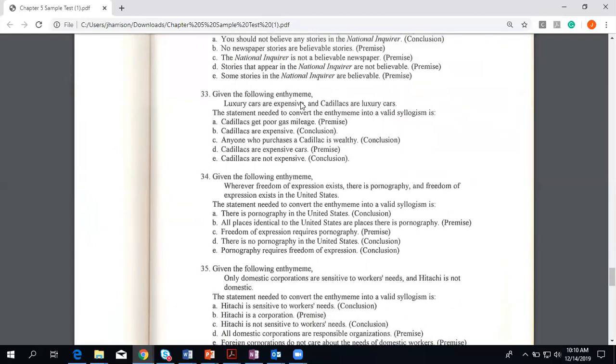Given the following enthymeme, luxury cars are expensive and Cadillacs are luxury cars. So these two statements are connected by and there is no conclusion. So we need to draw a conclusion. So if luxury cars are expensive and Cadillacs are luxury cars, then Cadillacs are expensive. B, Cadillacs are expensive. That's our missing conclusion here.